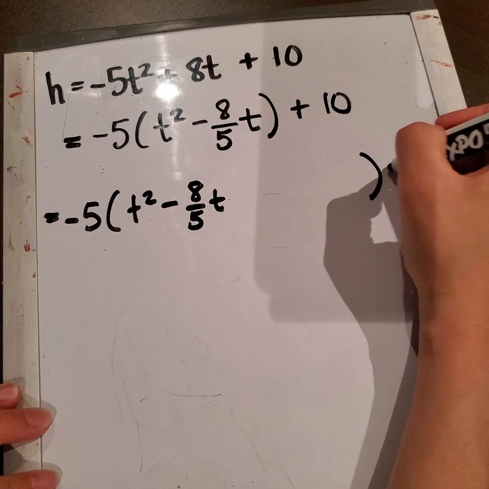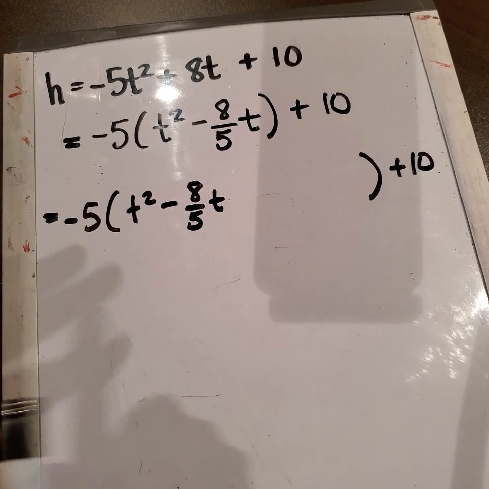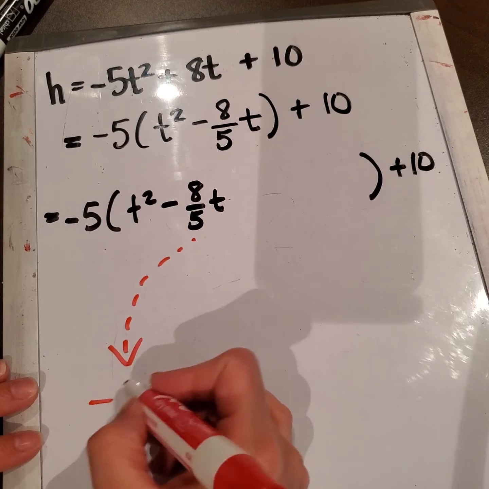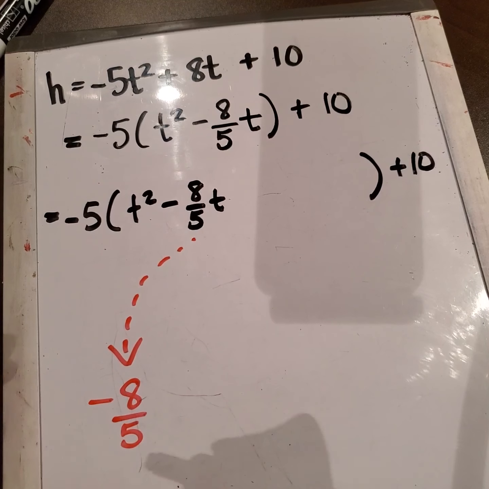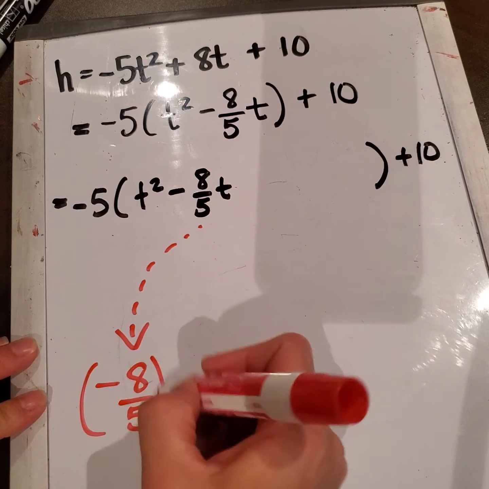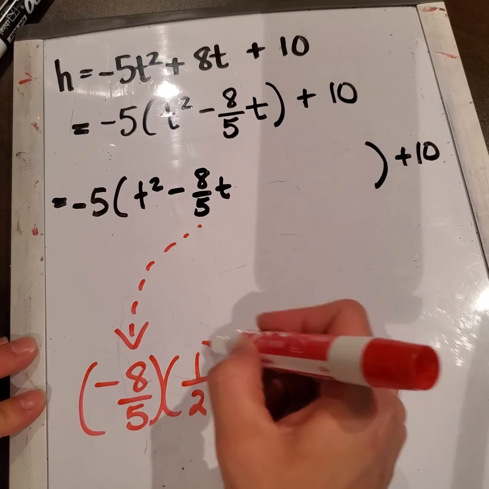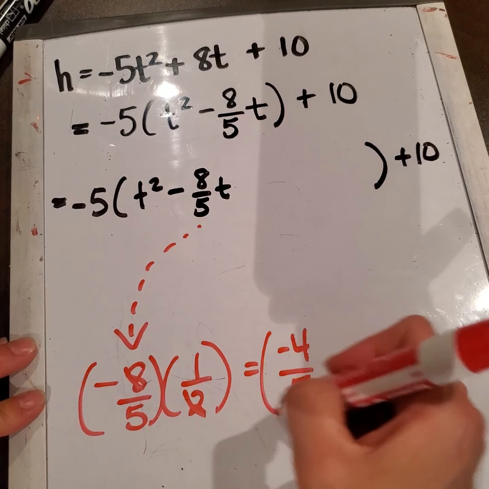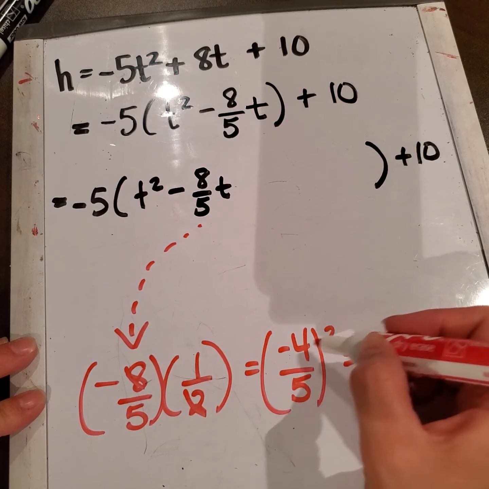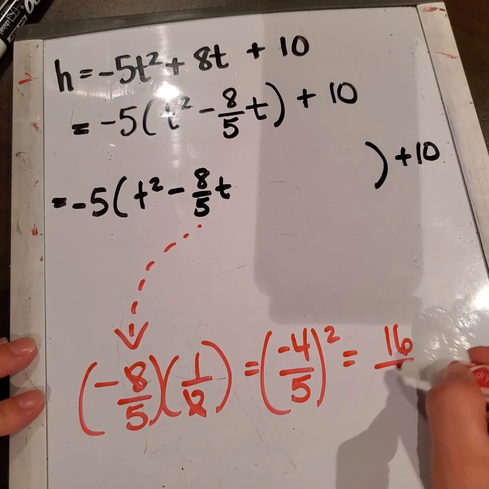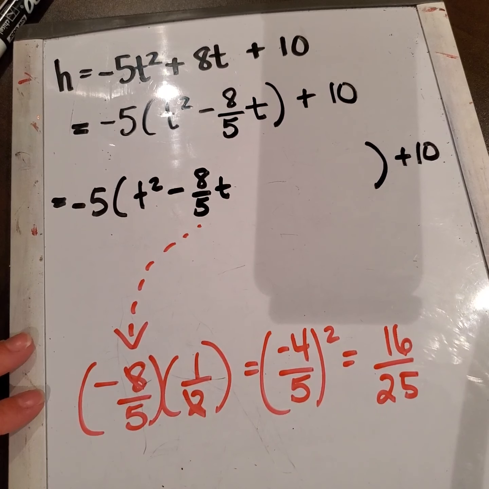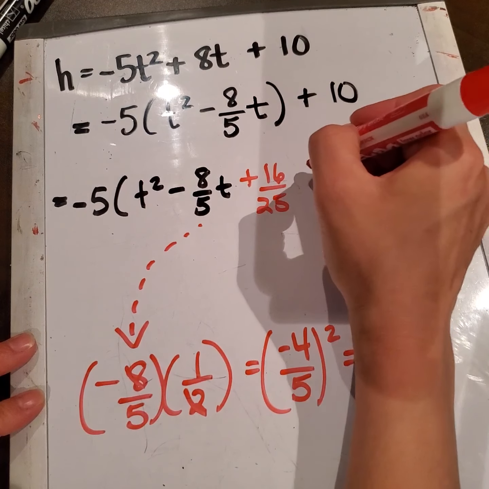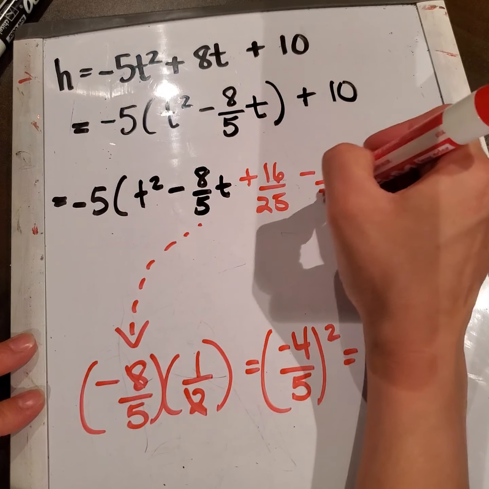Give myself some room. Now, I'm going to have to erase this in a sec because I'll need the space, but that's fine. So I'm looking at negative 8 over 5. I need to find a half of that, which would be negative 4 over 5. And then I need to square it. Square the top gives me 16, and by squaring the bottom, I get 25. So I'm going to add 16 over 25 and subtract 16 over 25.